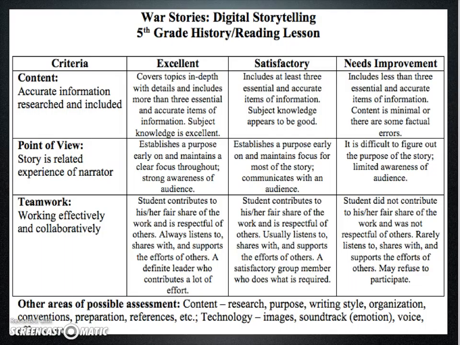I'm going to say it's a 5th grade history literacy lesson. Here are my criteria, here's my scale, and then notice what you have to do to get excellent. Well, I've decided that to get excellent, I have to cover topics in depth with details and include more than 3 essential and accurate items of information. So there, more than 3. If they get 3, if all they do is the bare minimum there, then they get satisfactory. It's still okay. They've done what I've asked, but it's not excellent. It's not going the extra mile. Needs improvement is then less than what I've said.